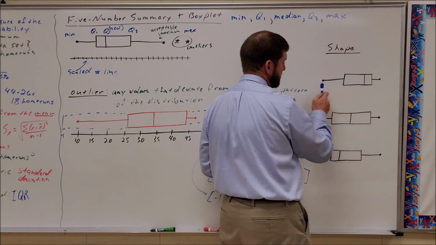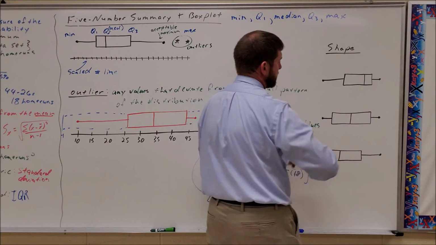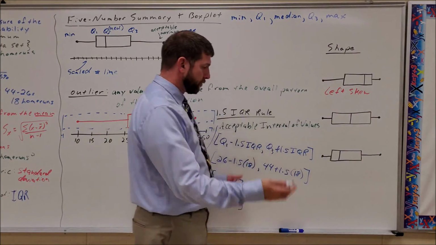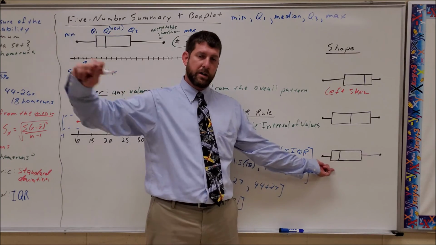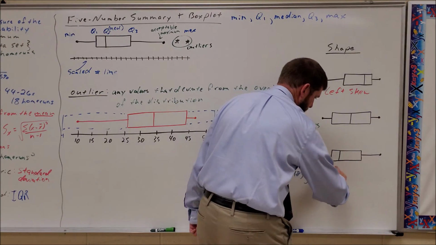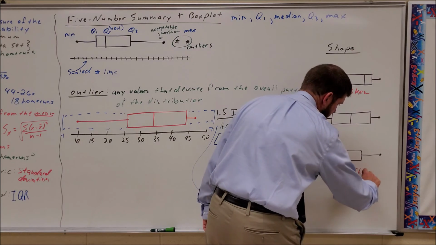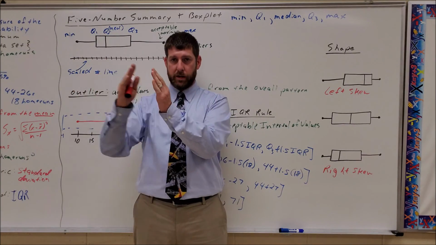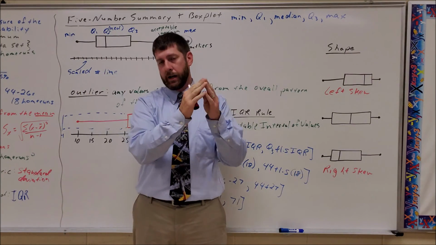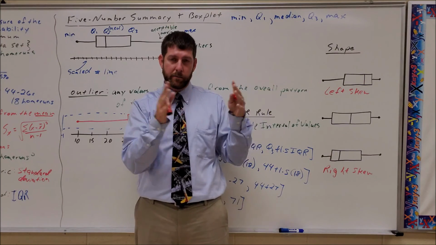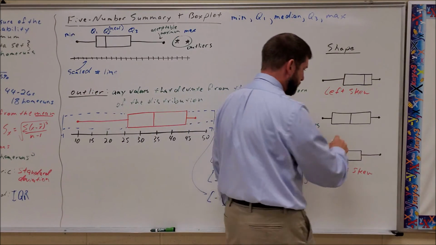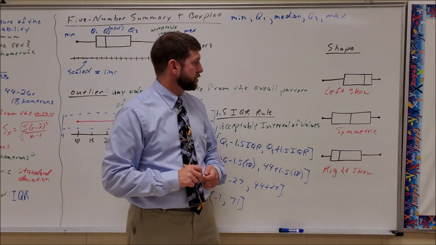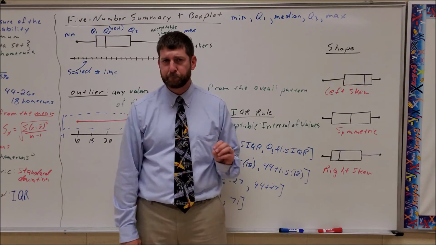So when we have something that tails off to the left, then we can say that its shape is left skew. All right, well, by contrast, if it stretches out to the right side, then it is going to be a right skew distribution. And if it looks pretty much the same on the left and the right, so my lower 50% and my upper 50%, if they're about the same distances and stuff, then we can say it's symmetric. So we can identify shape of a distribution off of a box plot as well.